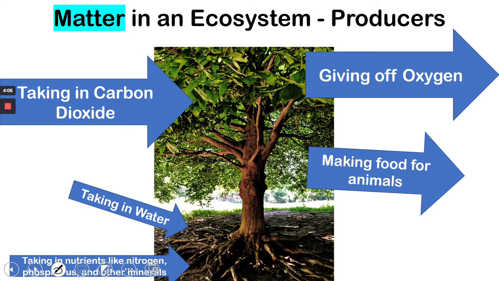So first I'm going to start with the producers, and we're looking at matter as it relates to producers. Producers take in carbon dioxide. You'll remember carbon dioxide is a gas when you breathe in. And we learned that plants have stomata on the underside of their leaves to take in carbon dioxide. So they're taking that into their leaves. We also learned that plants are taking in water through their roots and it travels up their trunks. We also learned that plants take in nutrients through the soil.